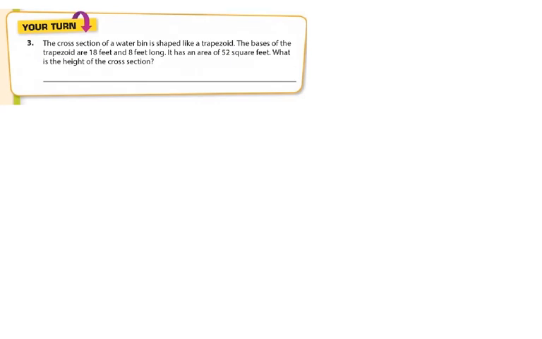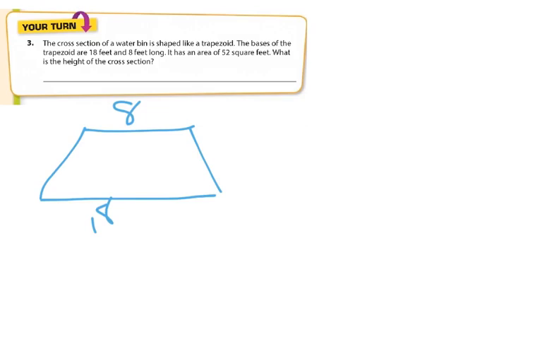All right, in this one we have the cross section of a water bin is shaped like a trapezoid. The bases of the trapezoid are 18 and 8 feet long. It has an area of 52 square feet. What is the height of the cross section? So once we're told trapezoid, we have to draw a trapezoid. Again, it's okay if it's not exactly like the one that maybe it was envisioned. This is just to help us sort our information. We're told the bases are 8 and 18. That we should probably put in the right order. You know, the longer one's 18, the shorter one is 8.